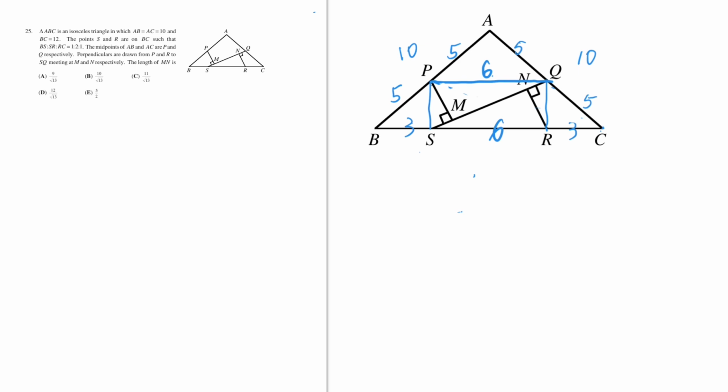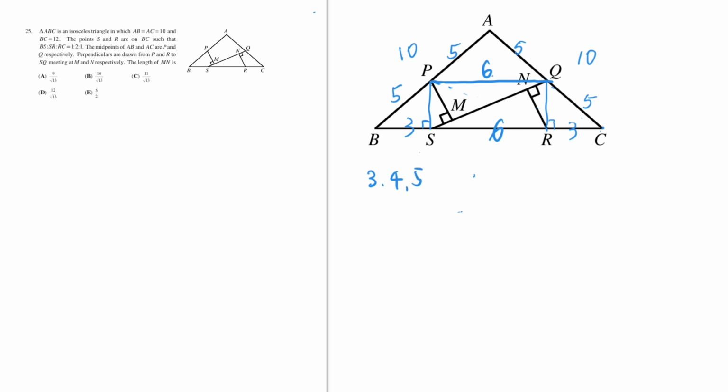For the triangle BPS, that's a right triangle. PQRS is a rectangle, so the angle PSQ, that's a right triangle. Same thing, the right triangle. So that's the 3, 5.